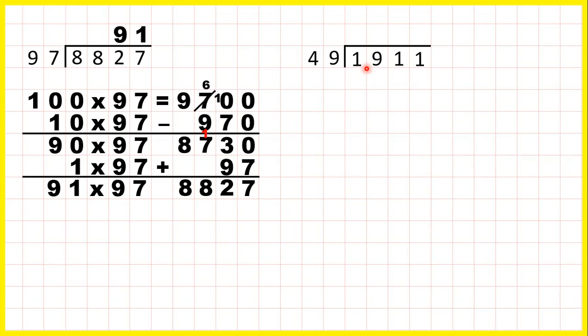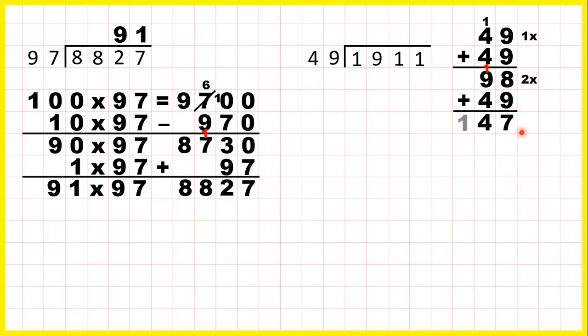Now we have 1,911 divided by 49. We can follow the same long division steps as we normally do, so keep on adding the number until we've got to 5 times.